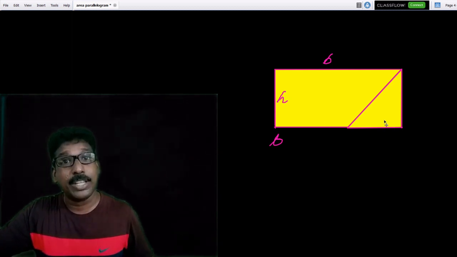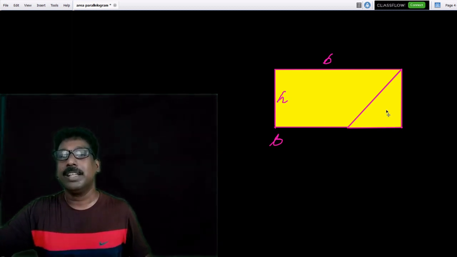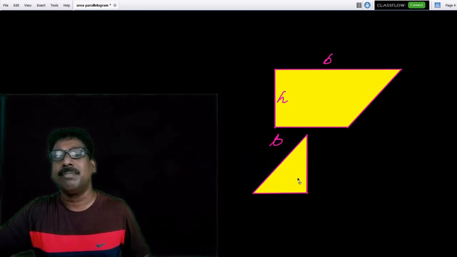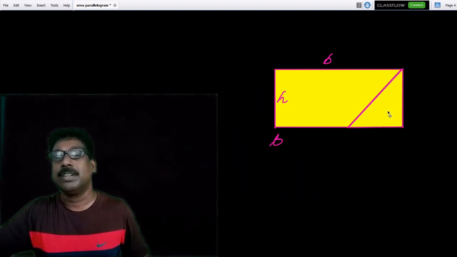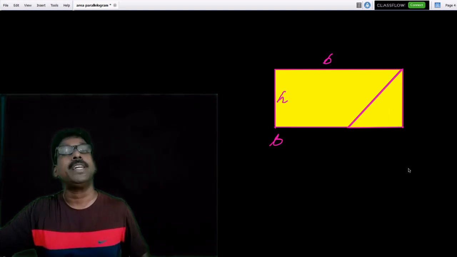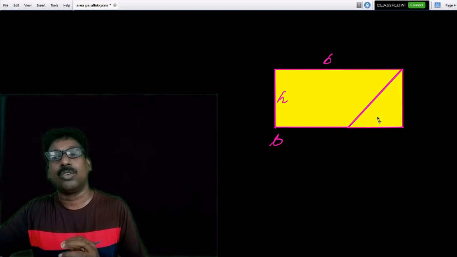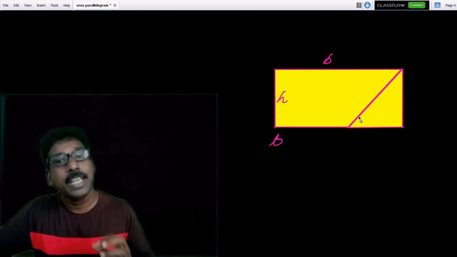Is it equal to the area of the parallelogram? Yes, of course it is. This is the parallelogram, the same area we are keeping here to form a rectangle. So the area of the parallelogram and the area of this rectangle will be equal.